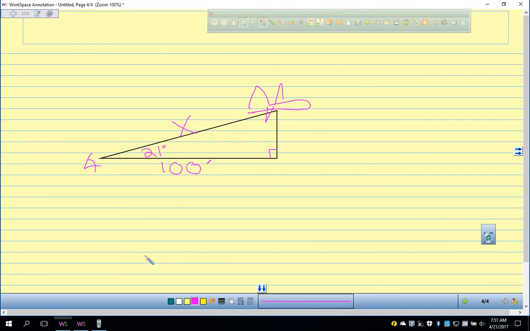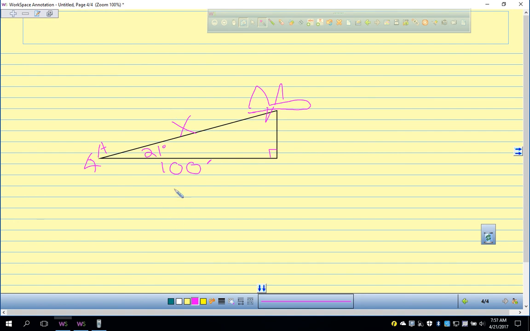So you have to figure out which of my three trig functions I am going to use based on that picture. Which side do I have here? In regards to this 21-degree angle, which we'll call angle A, which side is this and which side is this? I have adjacent and hypotenuse. Which one of my three trig functions?